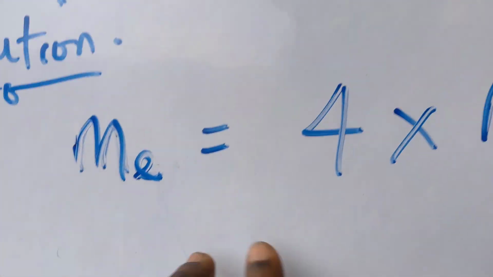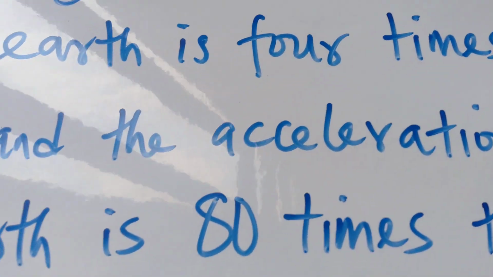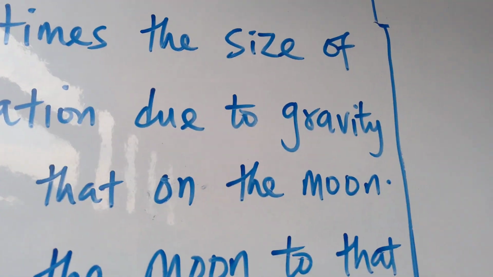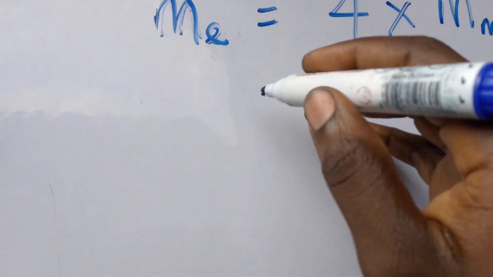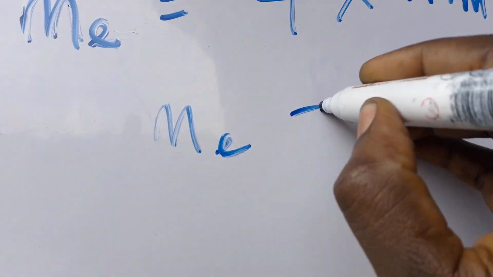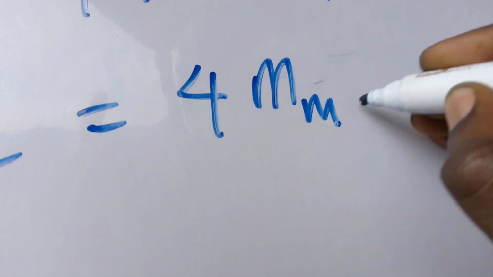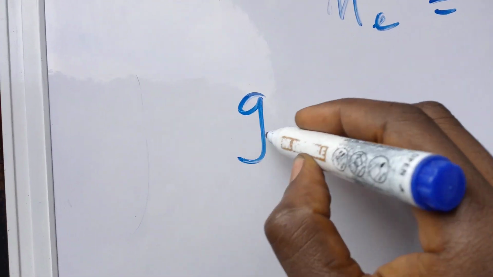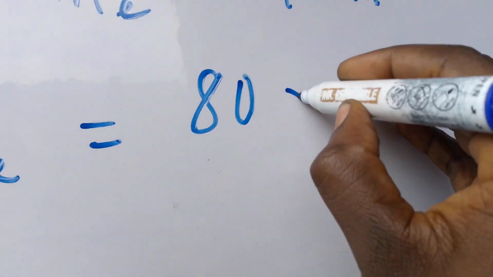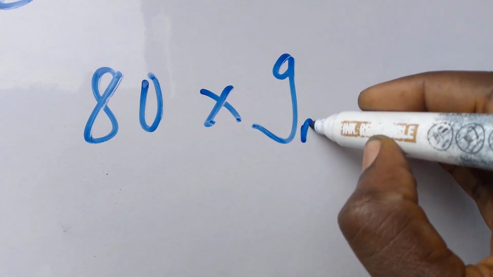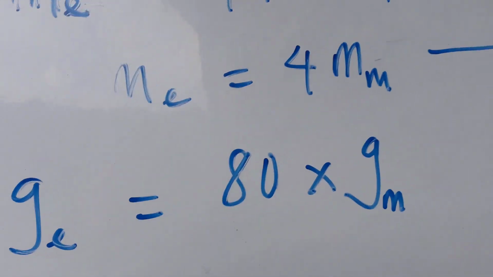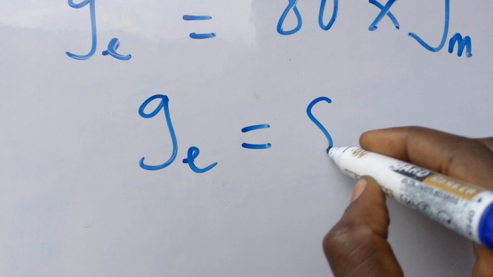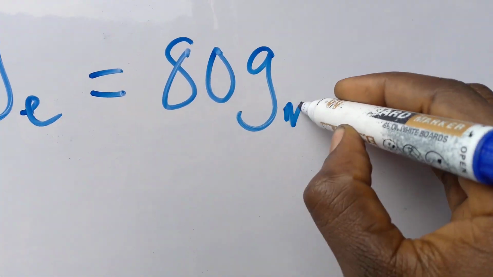So the Earth is 4 times the size of the Moon. That means the mass of the Earth is 4 times the mass of the Moon, and the acceleration due to gravity on the Earth is 80 times that on the Moon. So we can take that down. You can say that ME is equal to 4 MM, and the acceleration due to gravity on the Earth is 80 times the acceleration due to gravity on the Moon. So it then means that GE will be equal to 80 GM.